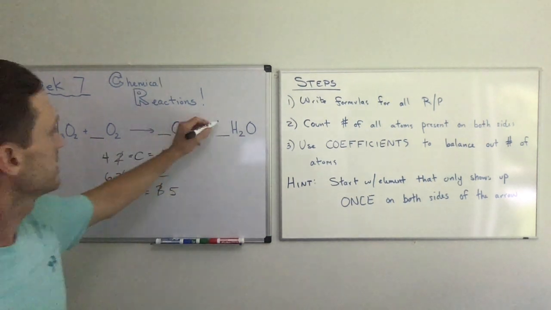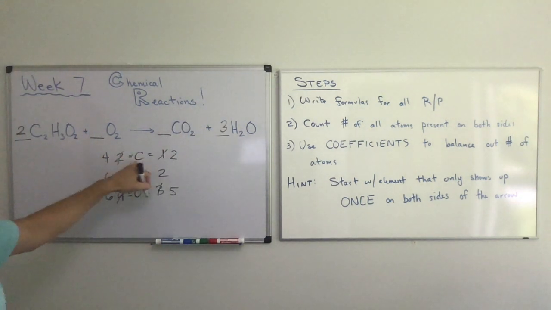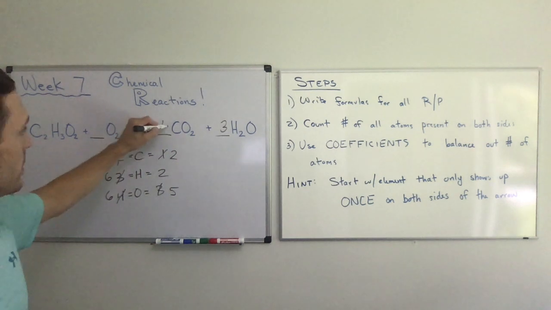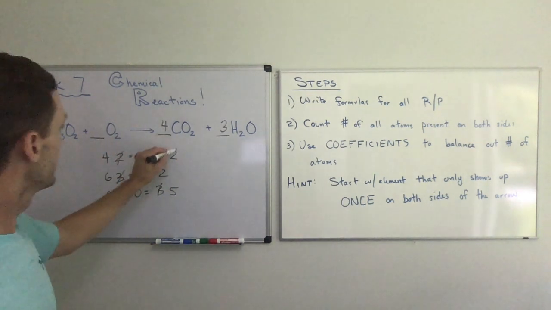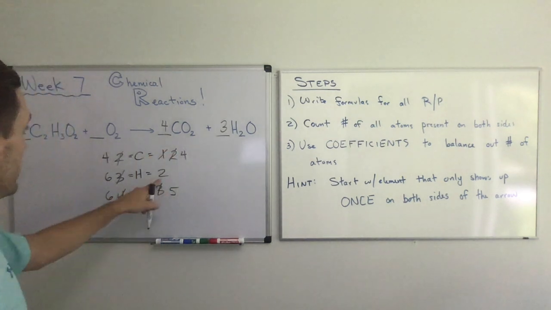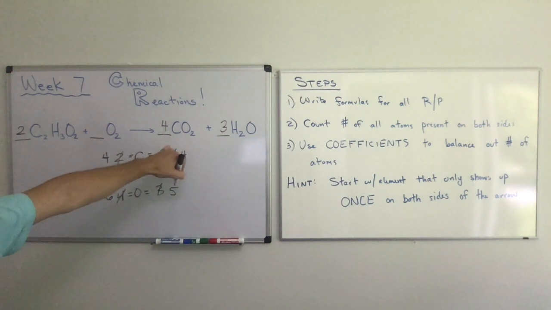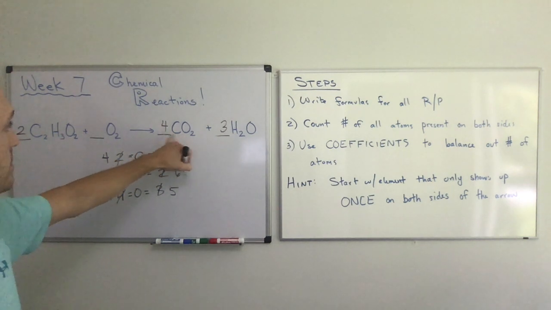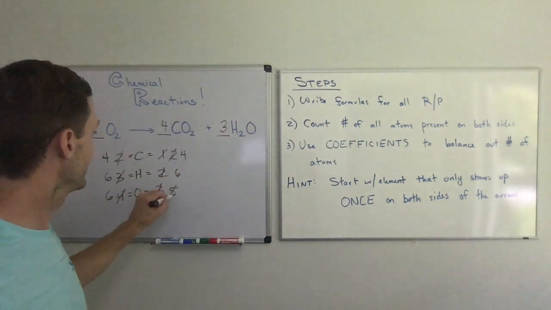So let's just finish out hydrogen. We were making them 6, so we'll put that as a 3. And then we need this carbon to go up to 4, so we'll put a 4 there. We can kind of kill 2 birds with 1 stone. This goes up to 4. Now the hydrogens go up to 6, and the oxygens are getting a little tricky here. We've got 4 times 2, so that's 8, plus 3 more from water, so that's 11.